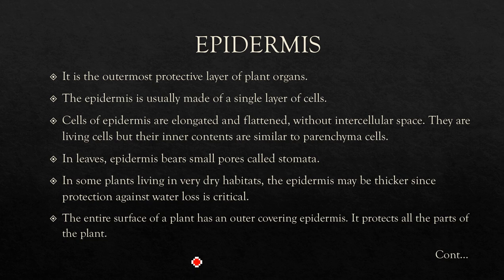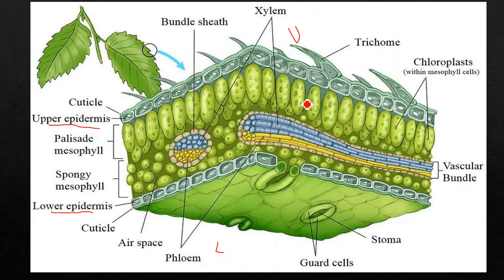It is the outermost protective layer of the plant organs. The epidermis is usually made of a single layer of cells. Cells of epidermis are elongated and flattened. They do not have intercellular spaces in them, and they are living cells, but their inner content is somewhat similar to the parenchyma cells. In leaves, epidermis bears small pores called stomata, as shown in the above diagram. This is the lower epidermis, and it has stomata here. A large number of stomata are present at the lower epidermis.